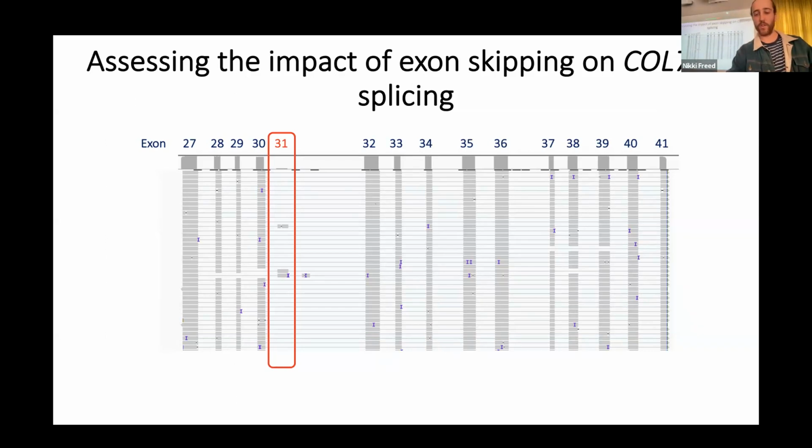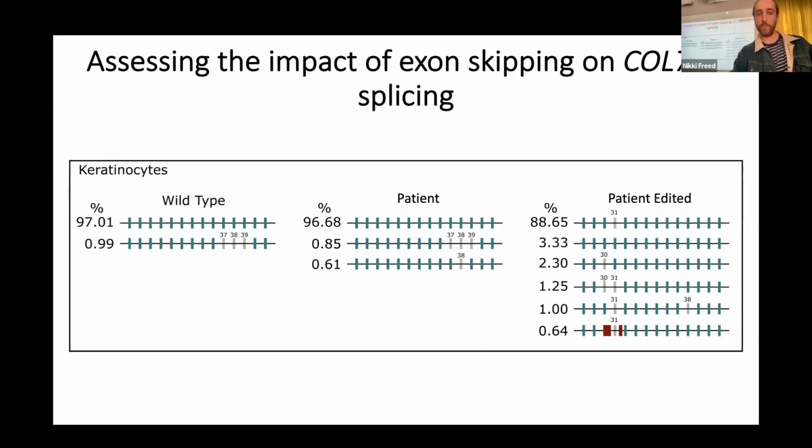We then quantified the transcripts we were seeing, and this is what we found. So the wild type healthy cells and the patient cells before editing, we found that the majority of the transcripts were as expected, contained all of the exons. We also did find some lowly expressed alternative transcripts that were lacking a few other exons, so 37 to 39 and then 38. In the patient edited sample, then we found that the most common transcript was this one lacking the exon that we had deleted at the genomic level.